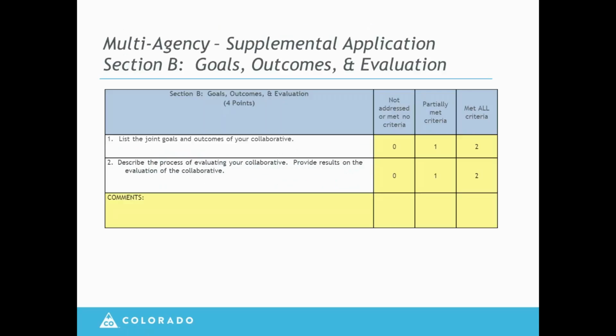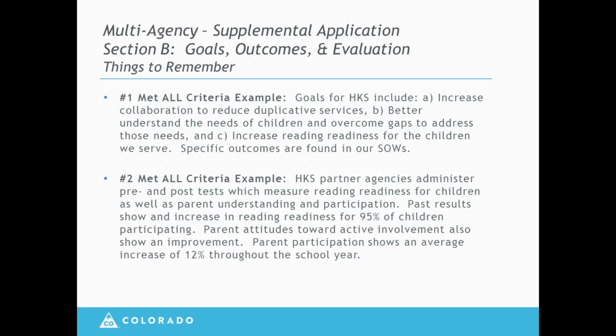All right, section B, goals, outcomes, and evaluations. This is only worth 4 points, so this should be pretty quick. Again, we've given you 2 examples, one for each line item. The first one is to list the joint goals and outcomes of your collaborative. So again, it's 2 parts. They need to make sure that they have the goals and the expected outcomes. In this line item, they may state that you can refer to the SOW for specific outcomes, and that is acceptable. So you may want to have that statement of work out to help review number 1.